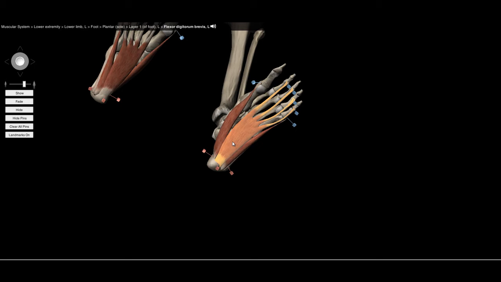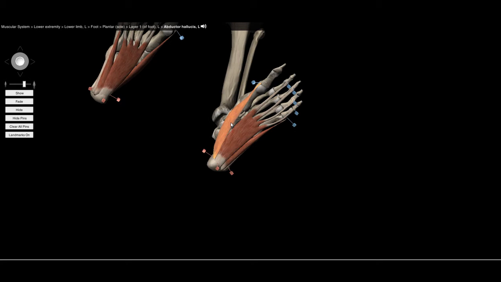The flexor digitorum brevis attaches from the calcaneus and inserts on the plantar surface of the toes 2 through 5, responsible for toe flexion, and assists the flexor digitorum longus. And the abductor hallucis.